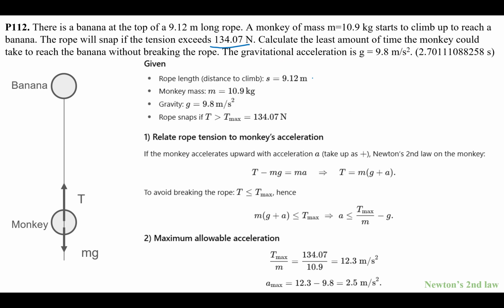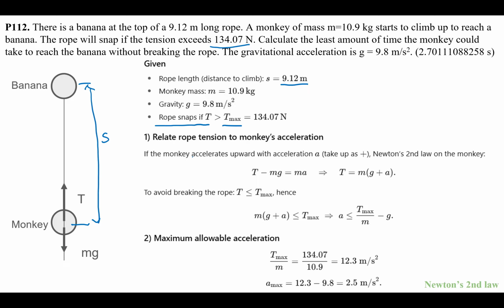So the rope length, we note, from the initial position to the banana, is given. So S is given. And the monkey's mass is known, and gravity is this one. And the rope snaps if T is over T max. So note that the monkey is under the influence of two forces. One is the tension, and the other one is the gravitational force.